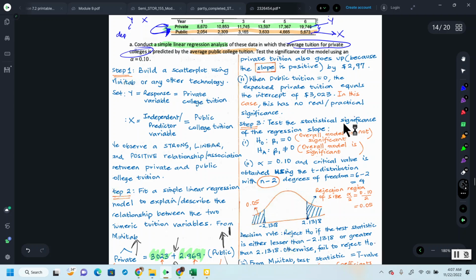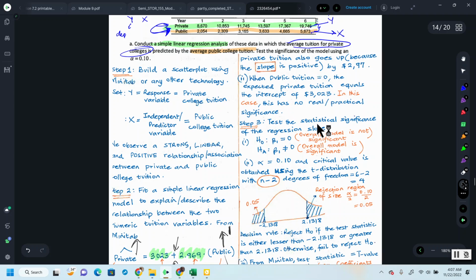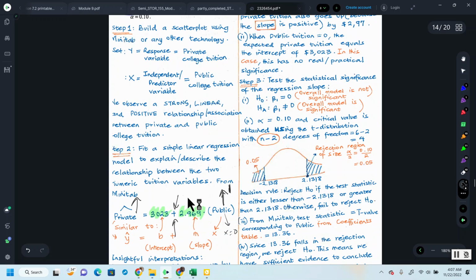So to test the statistical significance of the regression slope, this is what you do. You see this slope right here. If it was 0, take note that that 0 would multiply the public, and that would mean that private would just be a constant value, independent of public, because all of this piece will go away if the slope was 0. So anytime the slope is 0, it means that there is no connection or correlation between private and public tuition.